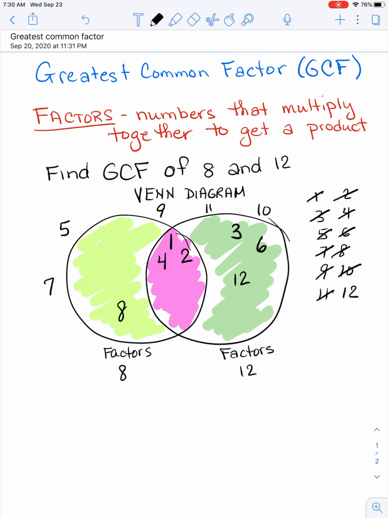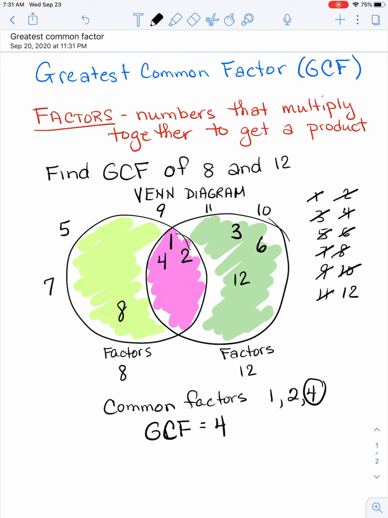Now, these numbers in the pink are the common factors. So the common factors are 1, 2, and 4. And if we look for the greatest common factor, that's going to be the highest number. Well, the highest factor that they have in common is 4. So the GCF of 8 and 12 is equal to 4.